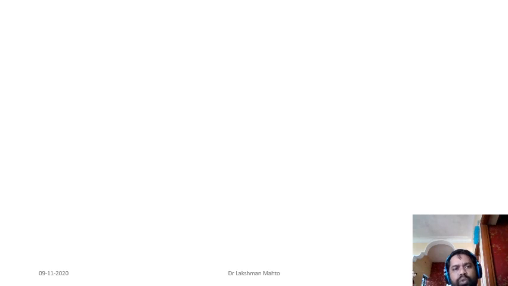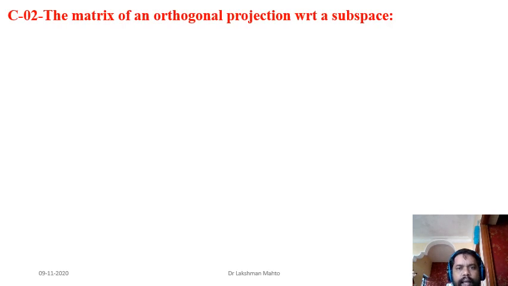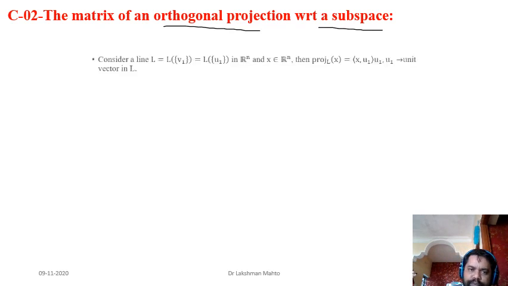Now we don't need those things here. Here we have the facility of constructing an orthonormal basis. So with respect to an orthonormal basis, we can easily get the matrix of the given transformation, or orthonormal transformation, or orthogonal transformation. And there I will talk about one more concept. So here first I am talking about the matrix of an orthonormal or orthogonal projection with respect to a subspace.